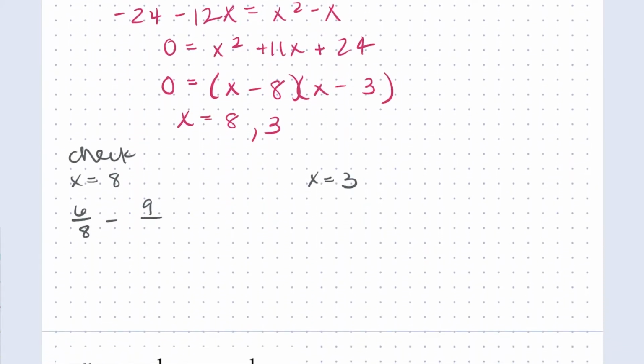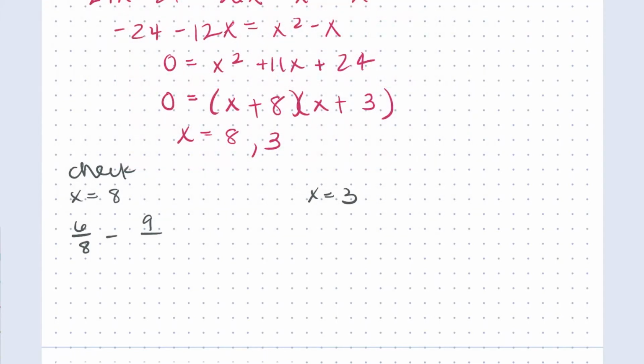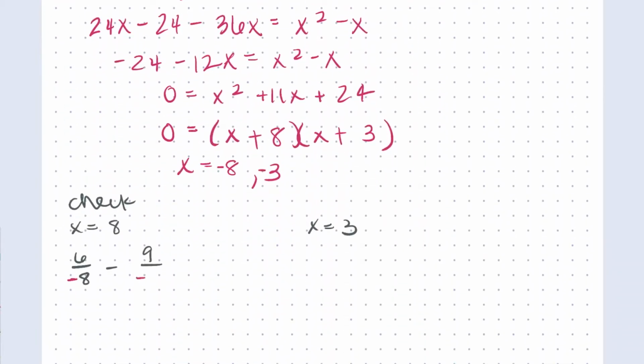Oh, also, side note, both of these should be plus, right? Because it's multiplying to a positive. So it'll be negative 8 and negative 3. So it's going to be negative 6/8 minus, that's going to give us that. So that'll be negative 3/4 plus 1, which is 1/4. So that one checks out, right?